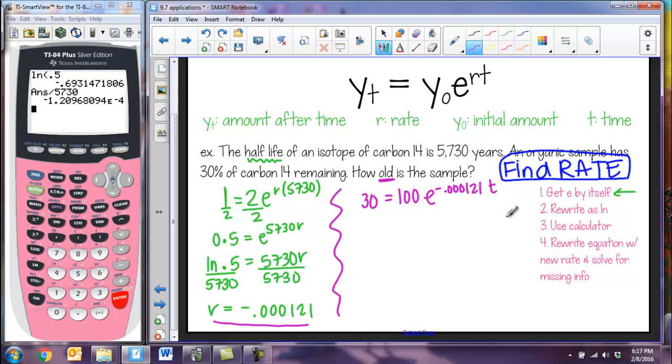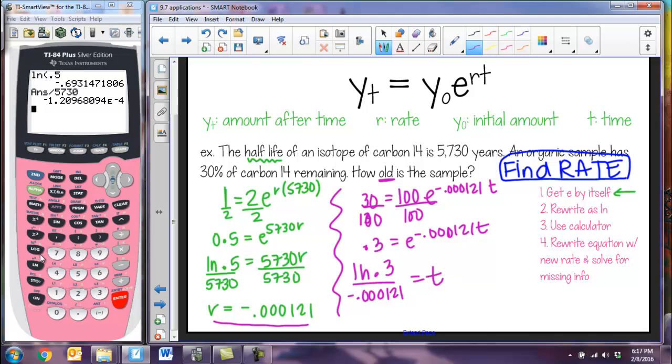Now it's going to be the same steps that I just did. I need to get e by itself, so I'm going to divide by 100. So I'm going to have 0.3, and then I know that I need to take the natural log of that in order to get rid of this e. Okay, and so I'm going to take the natural log of 0.3, divide it by that big number. Well, I guess it's a really small number. It just has a lot of digits in it, and that should give me my time.